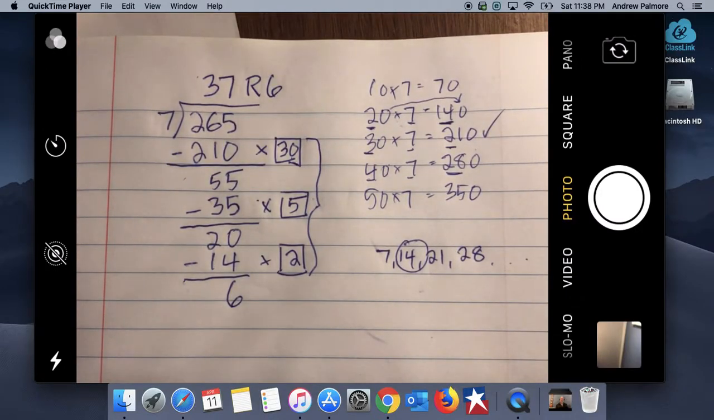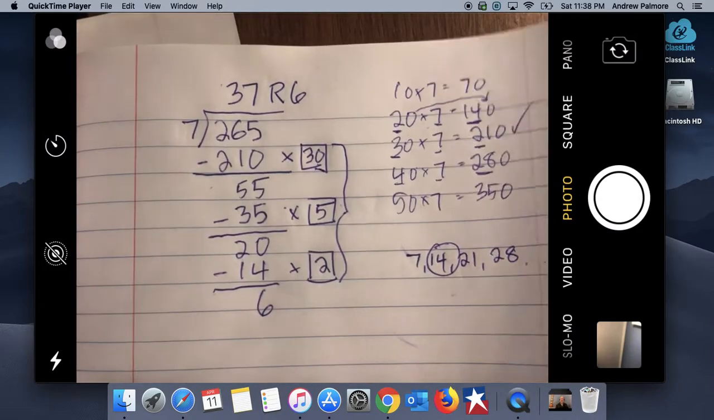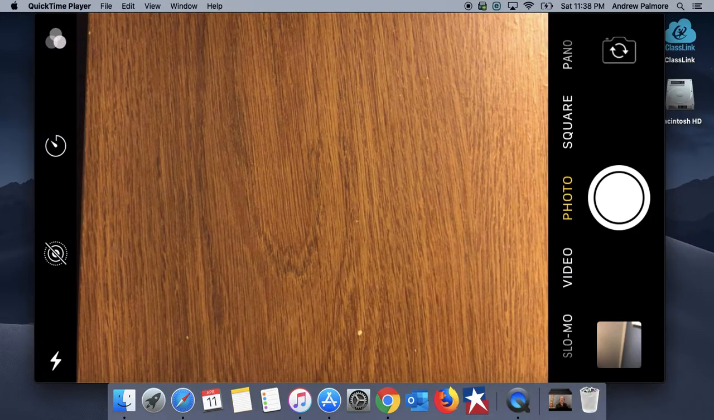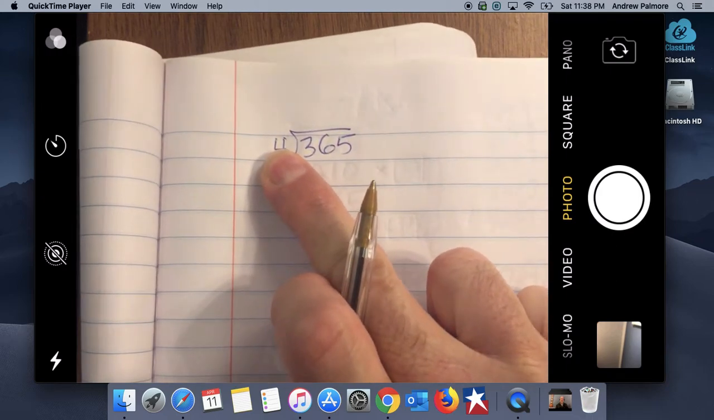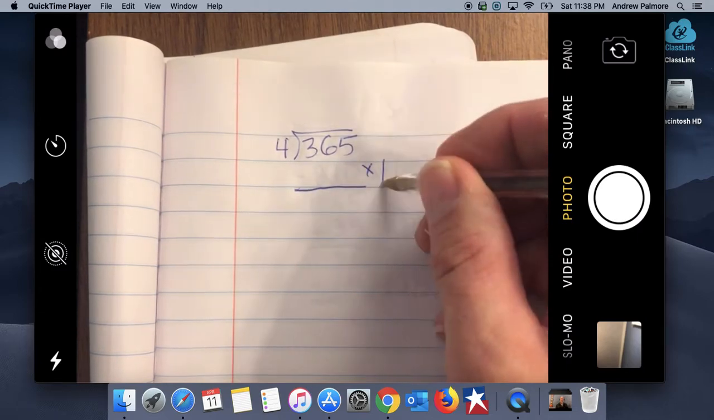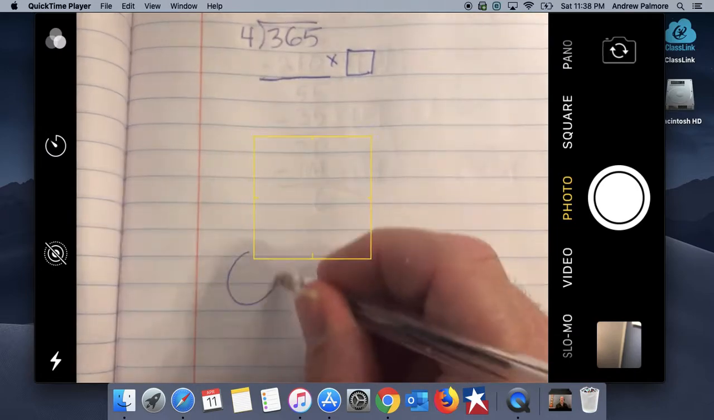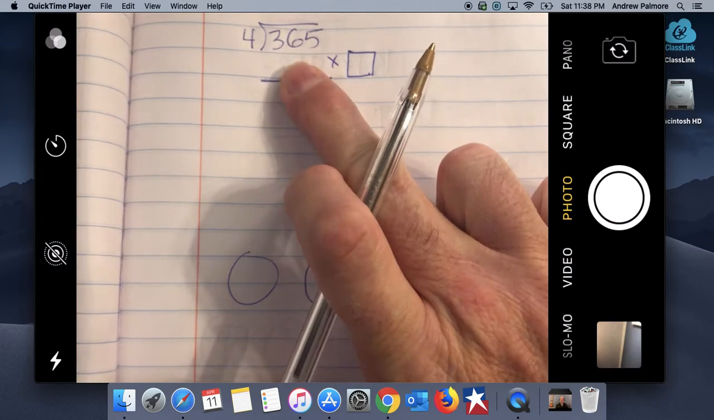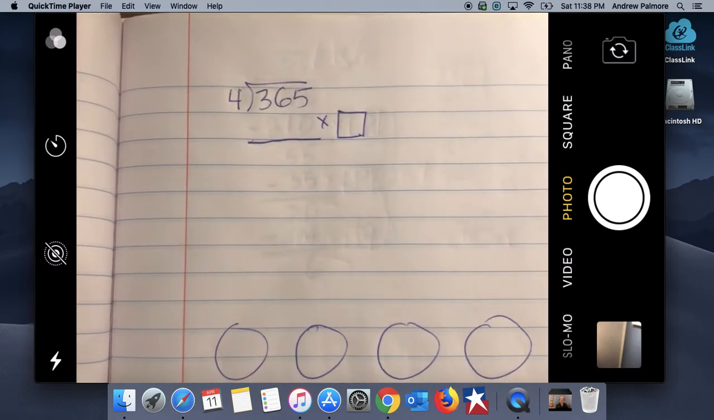So let's try one more. We will do 365 divided by 4. Okay, again, I'm going to leave a blank space, draw a line. I'm basically going to deal out a certain amount. So conceptually, we got 1, 2, 3, 4. We're dealing out 365 between 4 people. So again, I'm going to start with my multiples of 10.